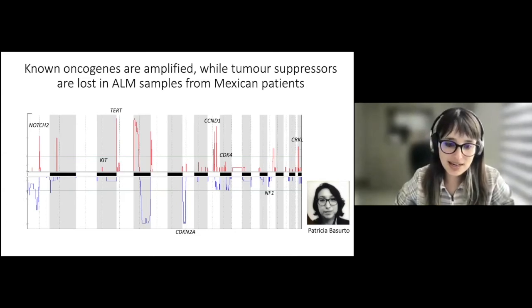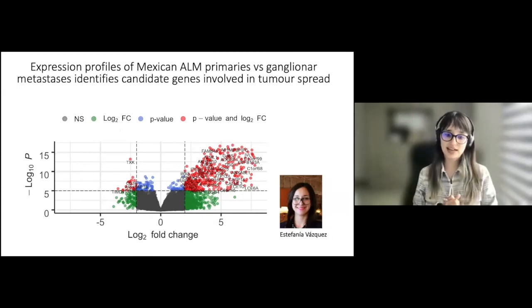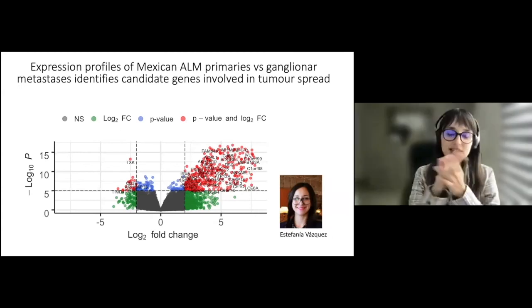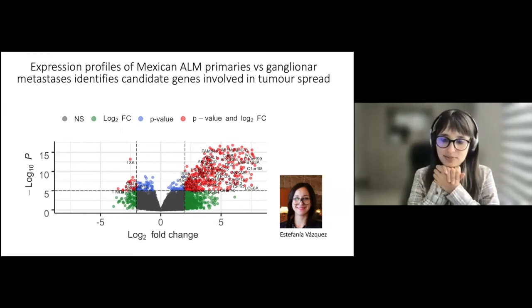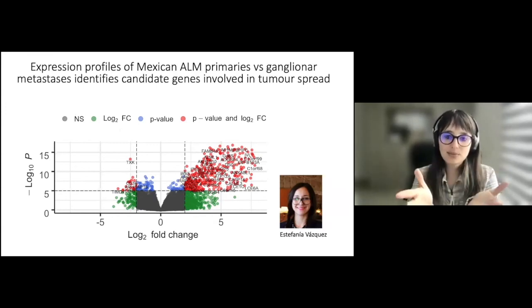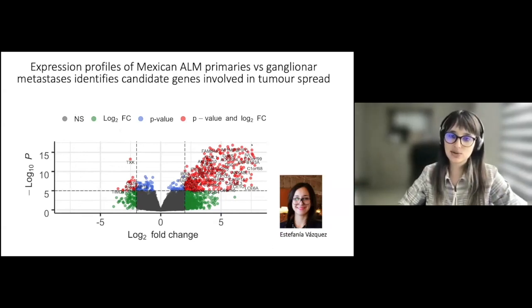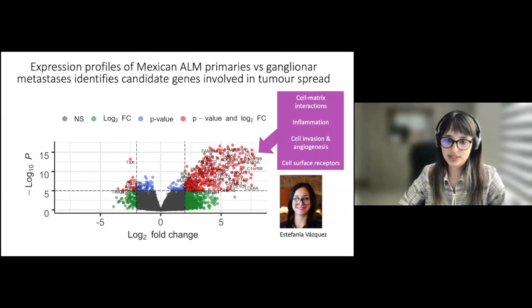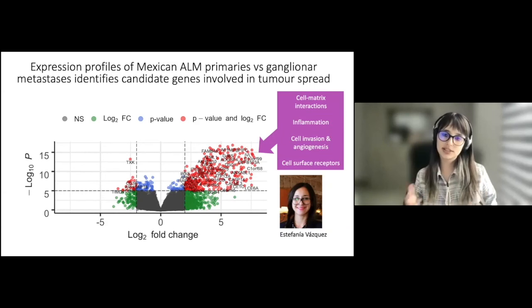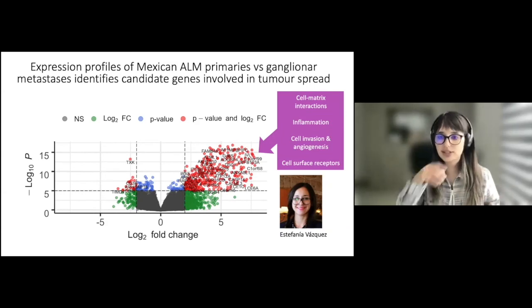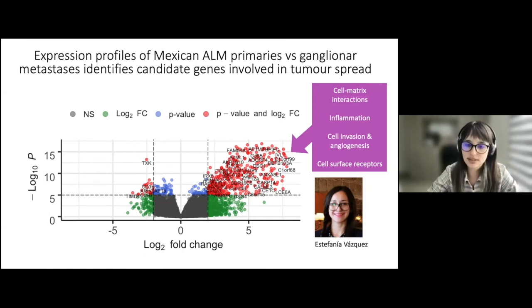Now, just one last piece of data I'd like to show you. This is for the transcriptome profiling. This is work of Estefania Vasquez, another PhD student in the lab. And what I want to tell you here is that expression profiles of these tumors, when we compare the primary versus metastases, identifies new candidate genes that could be involved in the tumor spread of these tumors. These genes are the ones that you see in red in this part of the graph, and they belong to processes such as cell matrix interactions, inflammation, cell invasion, and angiogenesis, and some of them are cell surface receptors.